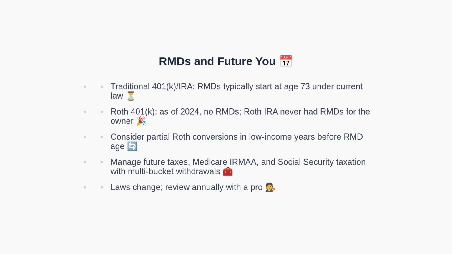Looking ahead, required minimum distributions apply to most pre-tax accounts beginning at age 73 under current law, though rules can change. As of 2024, Roth 401ks are not subject to RMDs, and Roth IRAs have never had RMDs for the original owner. Strategic partial Roth conversions during lower income years before RMD age can reduce future required distributions and manage lifetime taxes. Coordinating withdrawals across multiple account types can help control taxable income, Medicare premium surcharges, and Social Security taxation. Because laws evolve, an annual review with a qualified professional is prudent.